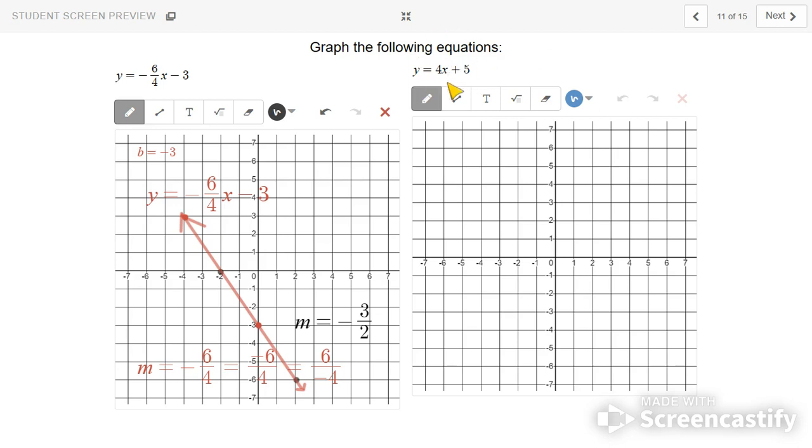Okay, let's graph this equation now. y = 4x + 5. Once again, let's start off with our y-intercept. b = positive 5. We're going to plot positive 5. Next, we have our slope. In this case, slope is equal to 4.